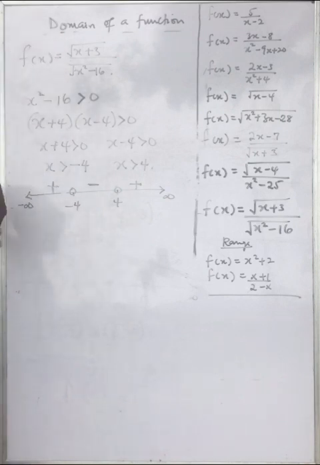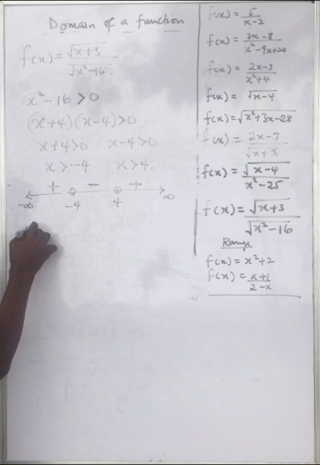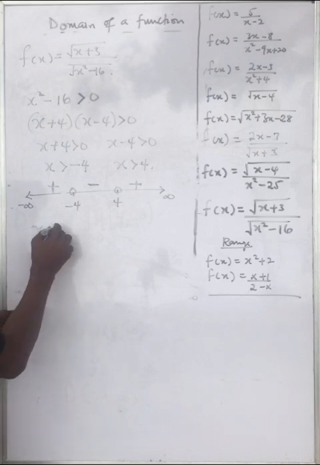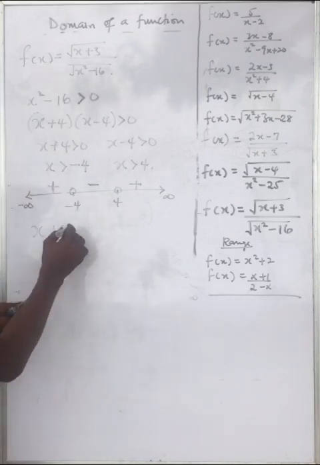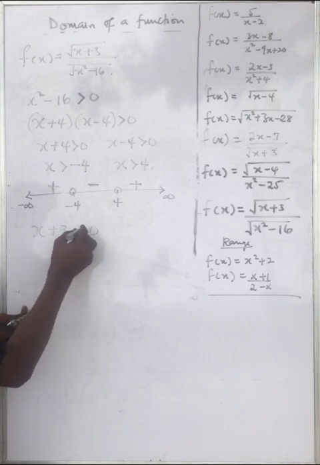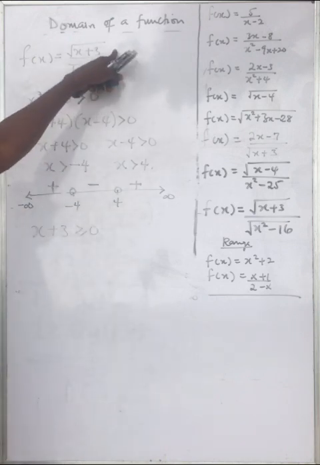But we have a combined inequality here. There's another one here. Look at it. We are having x. Let's combine it. x plus 3 must be greater than or equal to 0, since you don't want to obtain a complex number here.